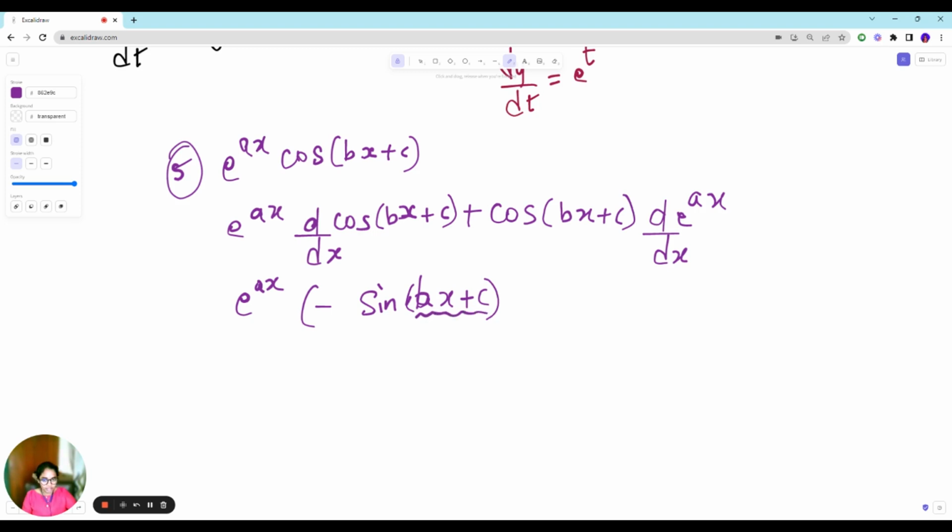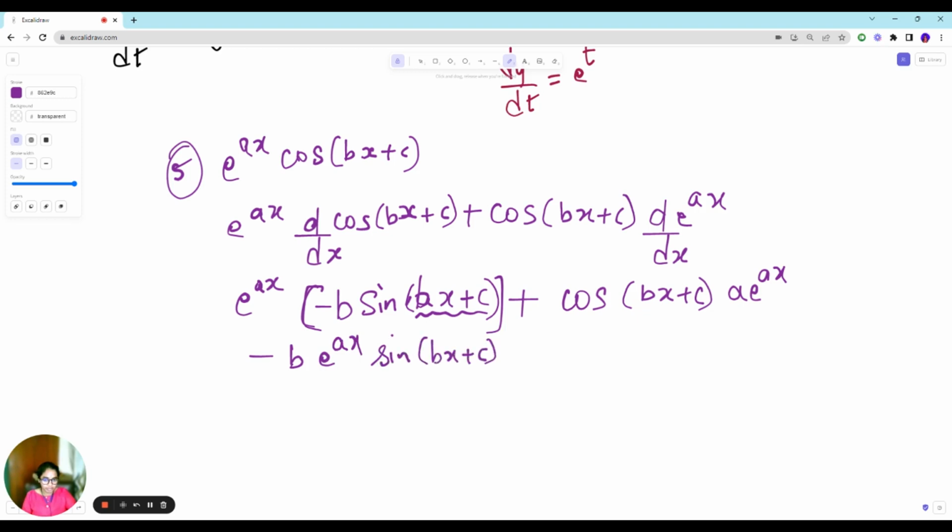And then what? Differentiation of this angle. After differentiating, you would get only b. Okay, plus cos bx plus c remains as it is. What is the derivative of e power ax? I just told you the formula in the beginning of this lecture. That is a e power ax. So if I rewrite this, that would become minus b. I can take e power ax common, or I can just write it as sine of bx plus c, plus a e power ax cos of bx plus c.